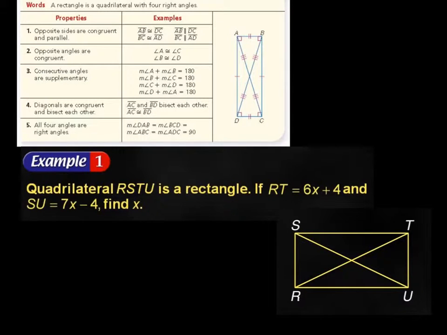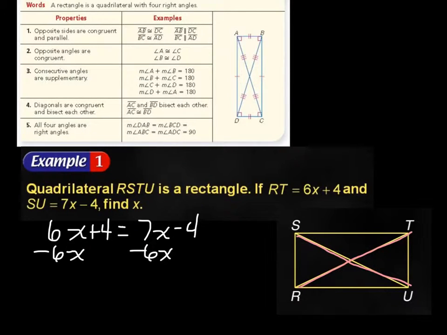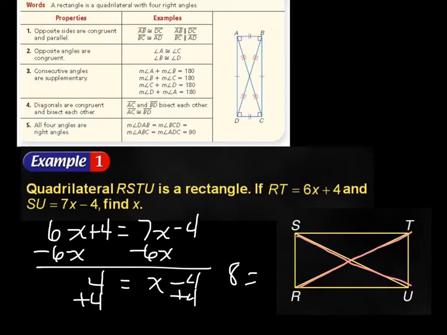Example 1: quadrilateral RSTU is a rectangle. If RT equals 6x plus 4 and SU equals 7x minus 4, find x. Well, we said that the diagonals are congruent, so we can solve 6x plus 4 equals 7x minus 4. We can subtract 6x from both sides, so 4 equals x minus 4, and add 4 to both sides. And so we're going to get x equals 8.